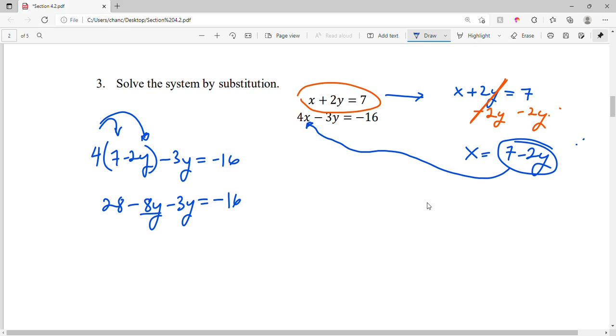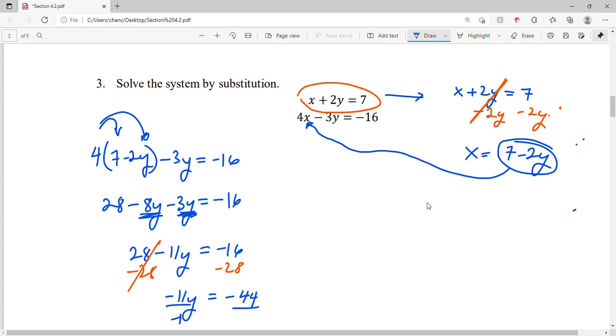Let's collect like terms. These two y's can be added together. 28 minus 11y is equal to negative 16. Let's subtract 28 to both sides to isolate the y. Negative 11y is now equal to negative 44. We can divide both sides by negative 11.